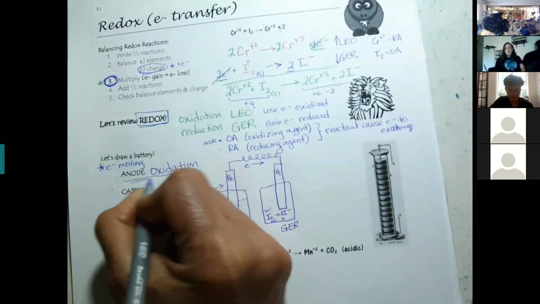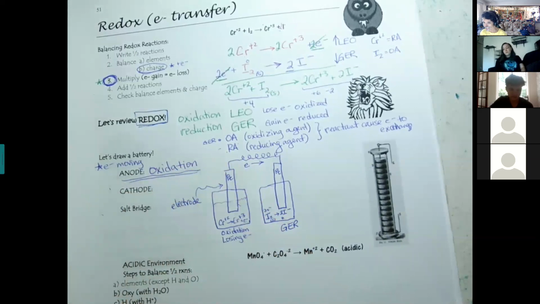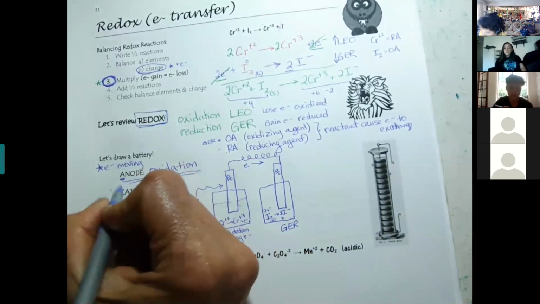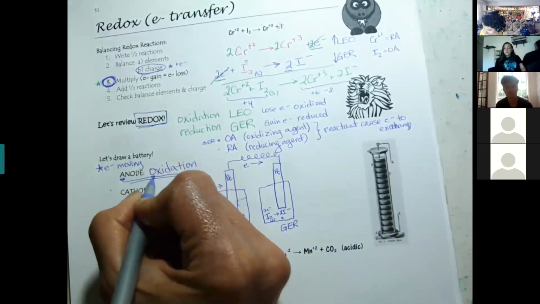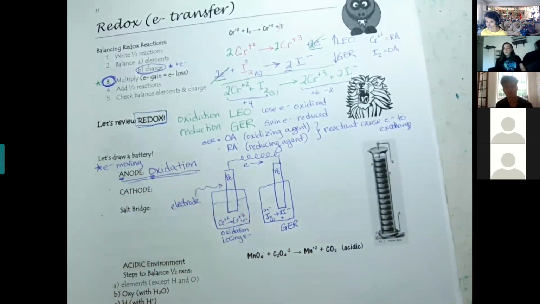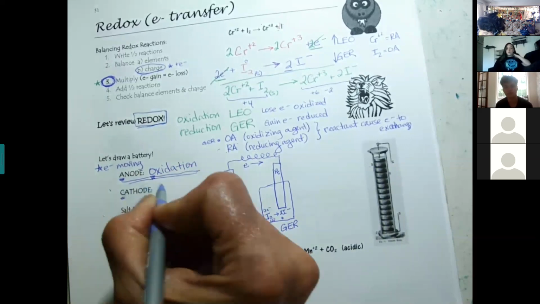I'm going to tell you the cheesiest way that I remember this, and I don't know if it's because I'm a female. Anode starts with a vowel, and so does oxidation. And I never get it wrong when I'm teaching. I never have to think. The anode is always oxidation, no matter what type of battery we're drawing. The cathode is reduction.